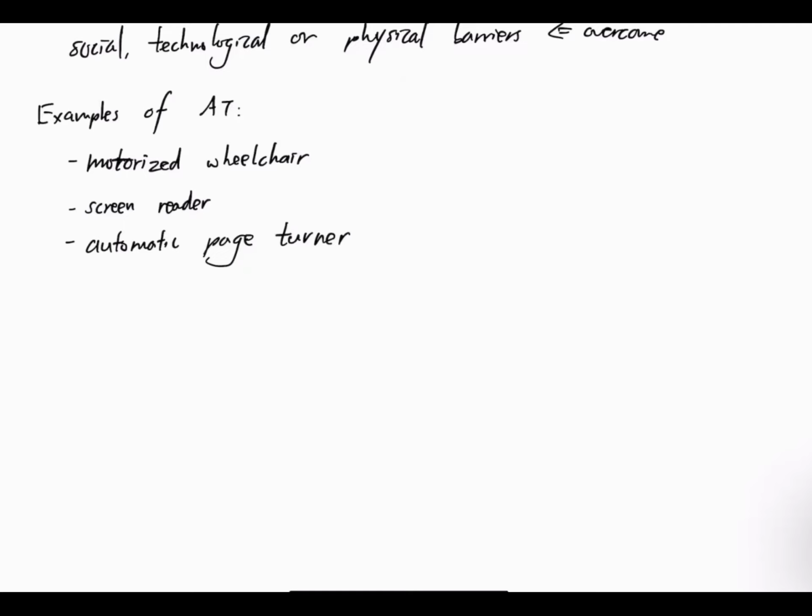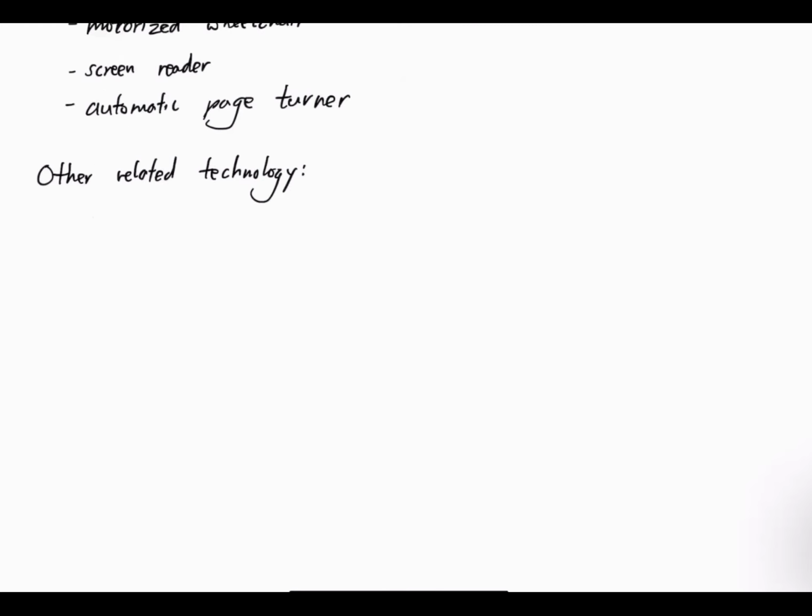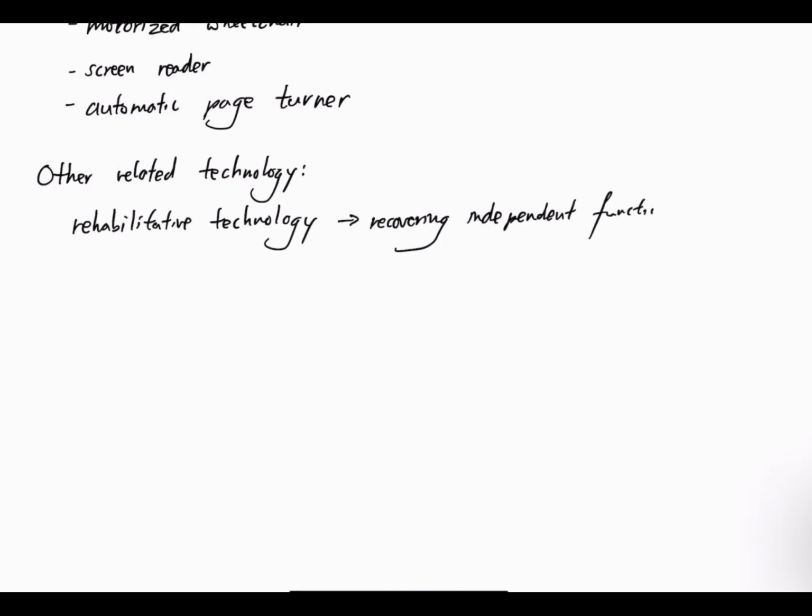We can actually also compare assistive technology to other closely related types of technologies. Something like rehabilitation technology, or rehabilitative technology. There's a lot of overlap here with assistive tech, but the focus with rehab technology is on recovering independent function, so that you don't need it anymore in the future. With assistive technology, we typically don't make the assumption that you won't need it in the future. This is just something to help you overcome those barriers that we mentioned.